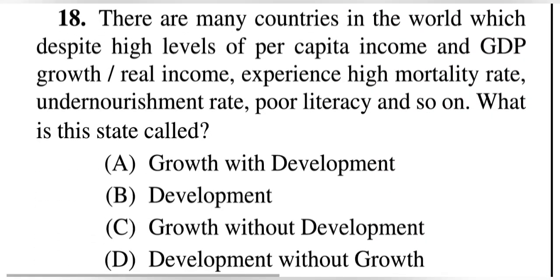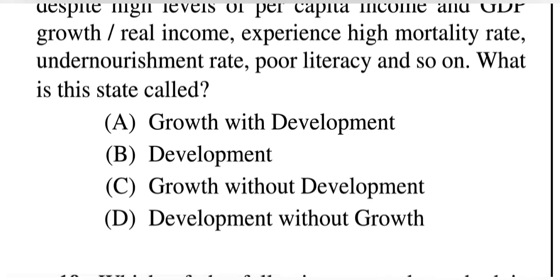Number 18, it says there are many countries in the world which, despite high levels of per capita income and GDP growth, real income, experience high mortality rate, undernourishment rate, poor literacy, and so on. What is this state called? Let me try to reiterate it. There are many countries in the world which, despite high levels of per capita income and GDP growth, real income, experience high mortality rate, undernourishment rate, poor literacy, and so on. What is this state called?